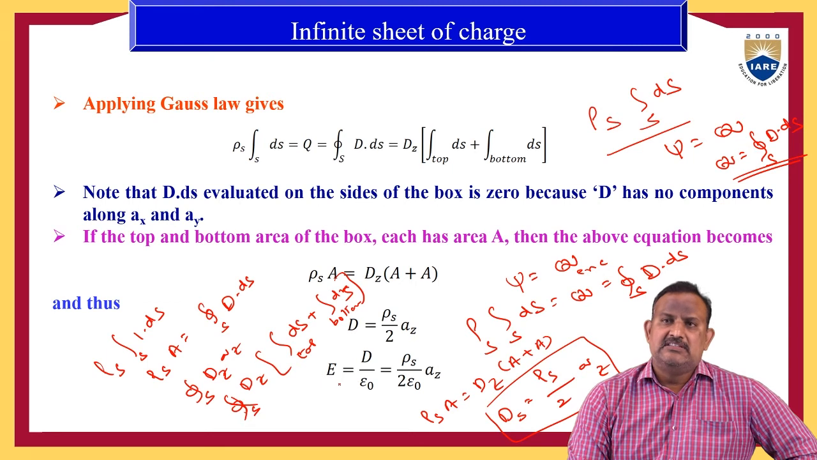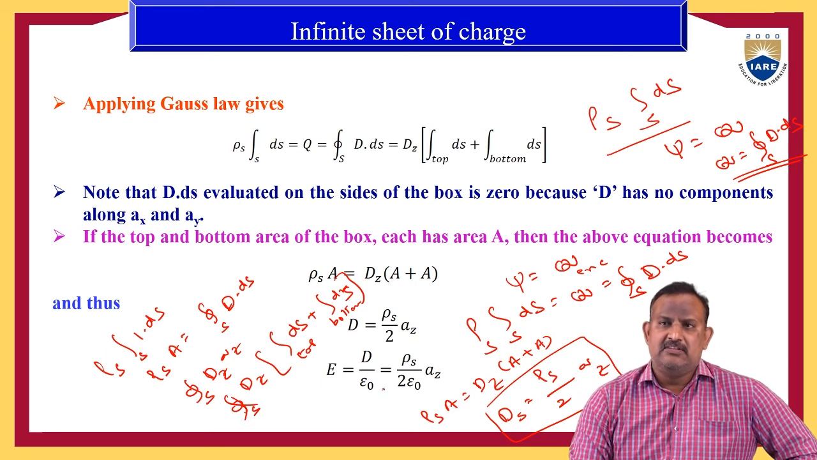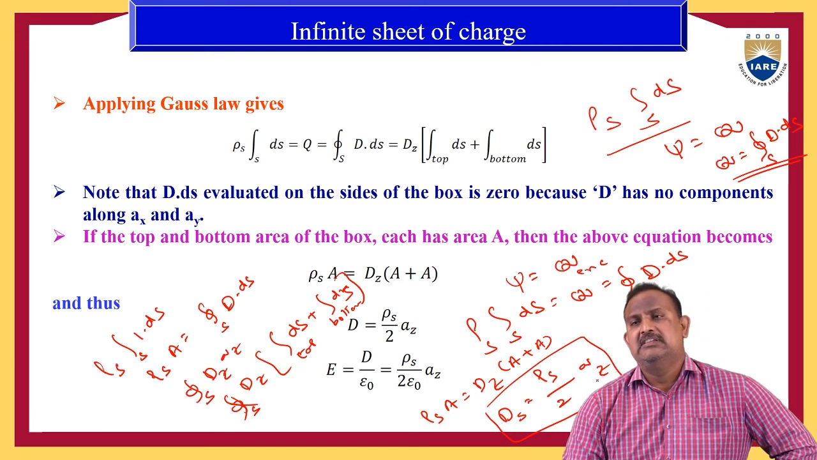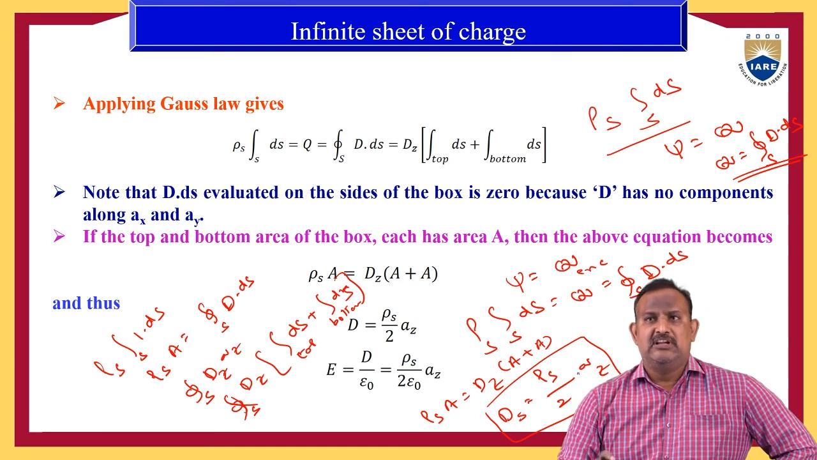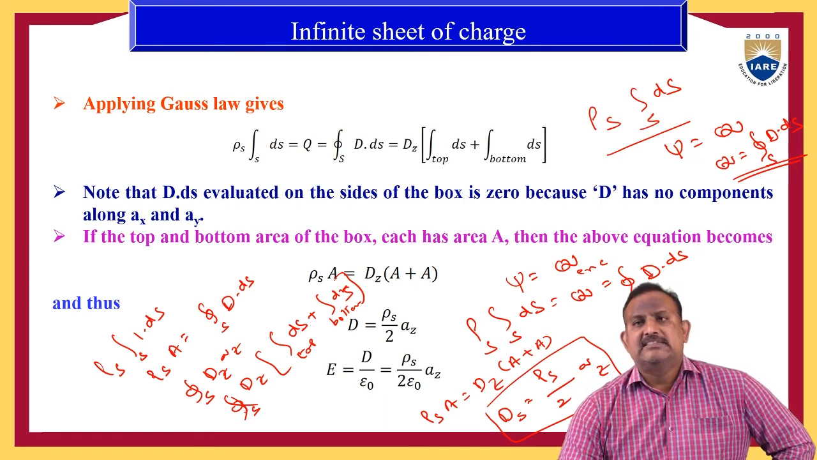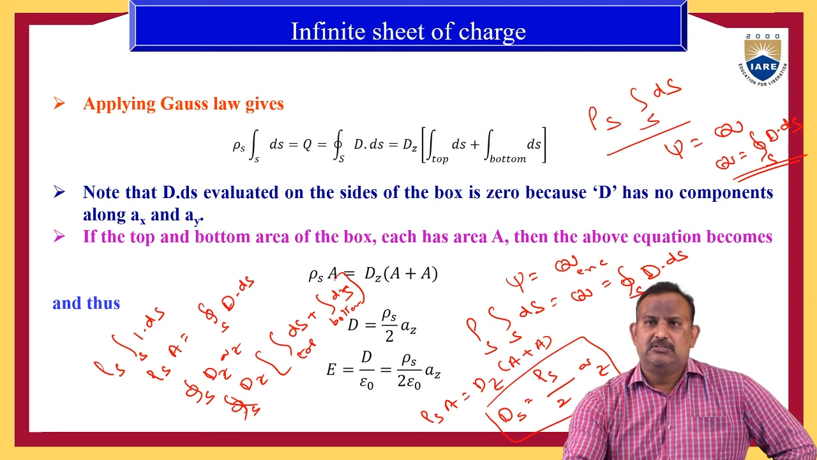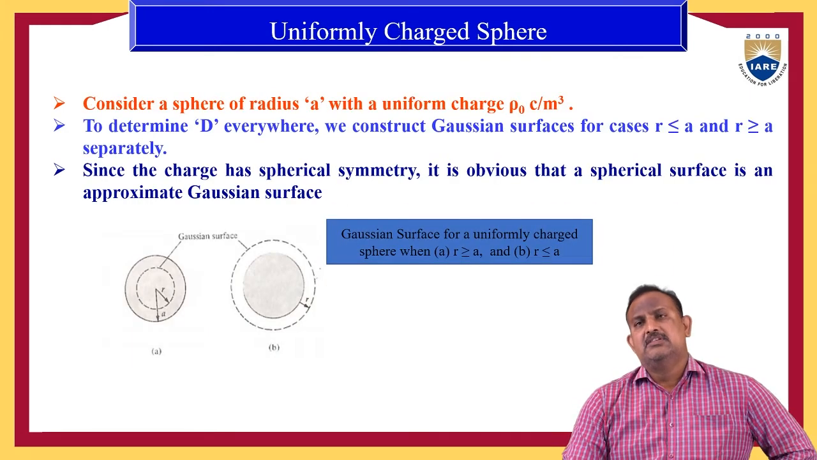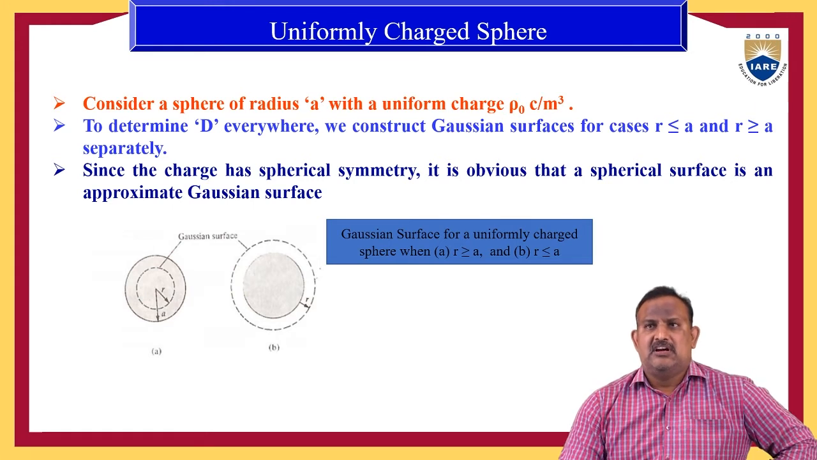Therefore the electric field intensity E is equal to D by epsilon naught, which is equal to rho s by 2 epsilon naught into Az, where Az is the unit vector along the z direction. So this is about the application of Gauss law to infinite sheet charge. If you apply Gauss law to infinite sheet charge, within 3-4 steps we can find out the electric flux density. Next.